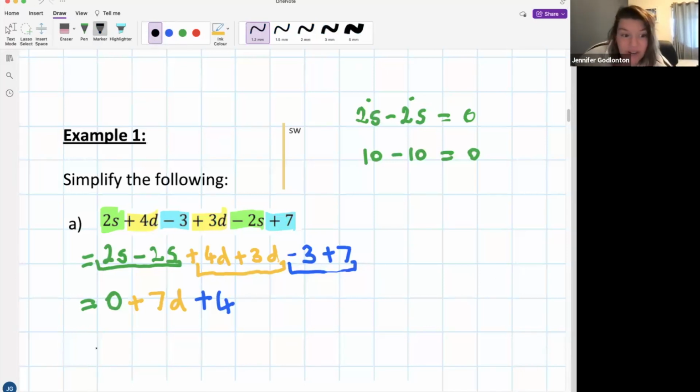So this is great. It's absolutely fine, but we can also just write our answer as 7d plus 4. We don't need to show that 0 because 0 is just 0. Okay, so it's not so bad.